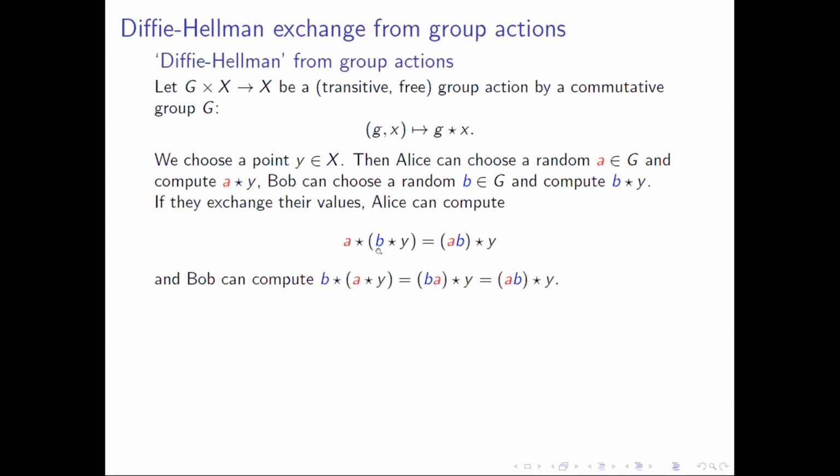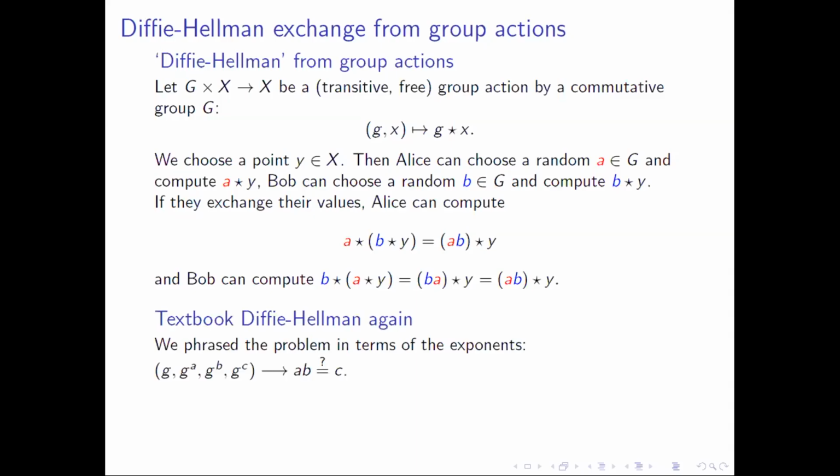So Alice receives B star Y from Bob, and then she acts with A on it. Because this is a group action, it has to be the same as acting by A times B. Bob can do the same thing. He receives A star Y from Alice, and he acts by his element B on it. Because it's an action, he receives the same answer, B times A, which is A times B star Y by commutativity. And we can actually set the same Diffie-Hellman setting in this mindset.